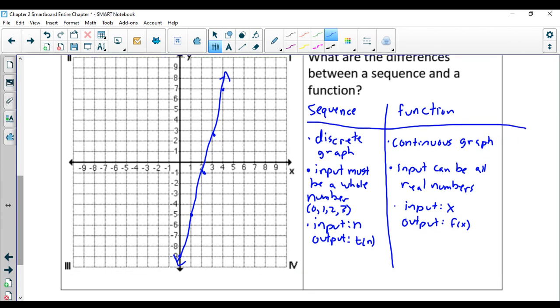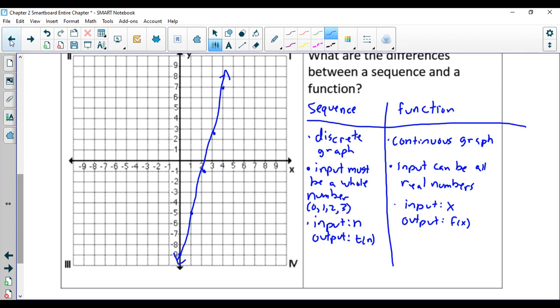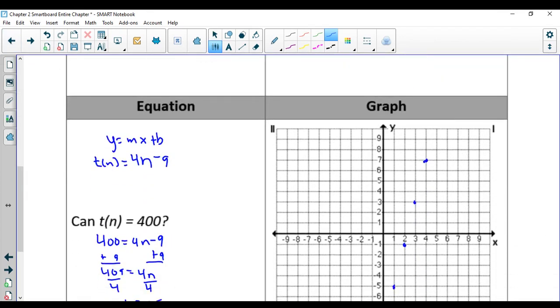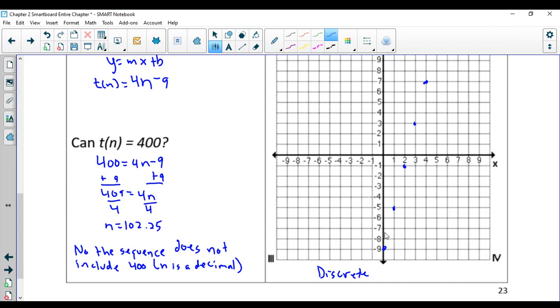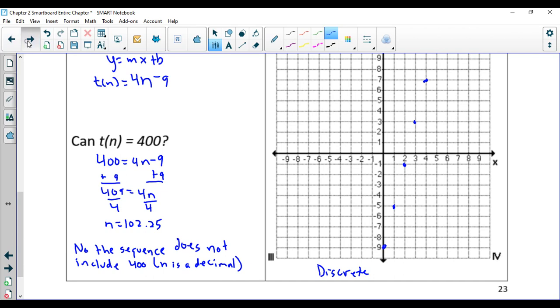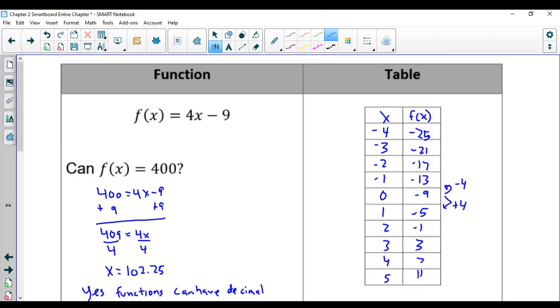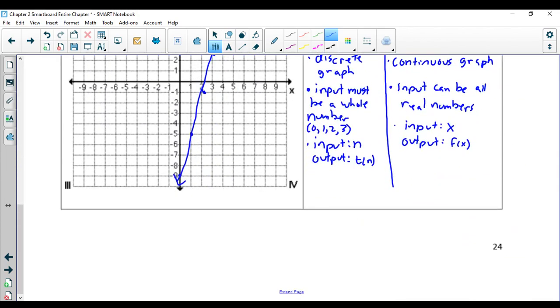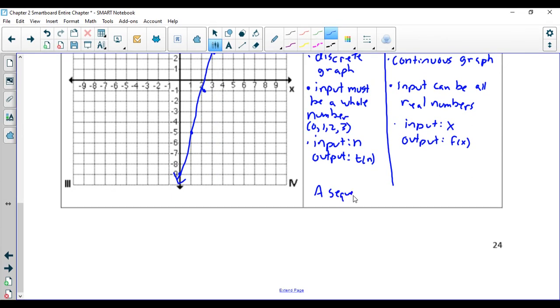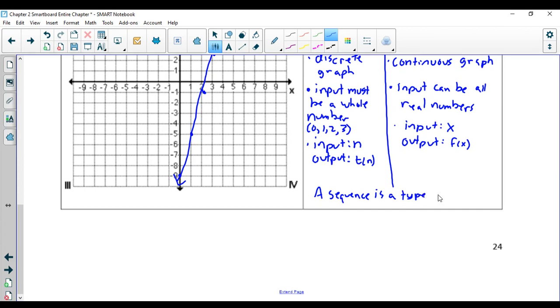And so, if you think about our sequences we've done so far, they've all passed the vertical line test. Remember, the vertical line test is how we determine if something's a function. So in actuality, a sequence is a specific type of function. Mind blown. All right, so we're going to say a sequence is a type of function.